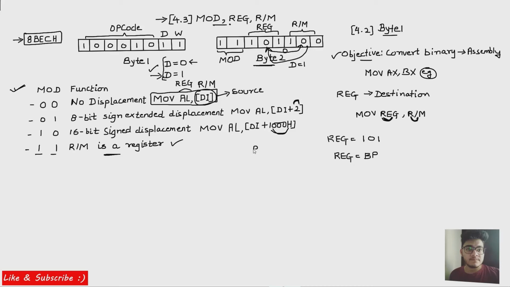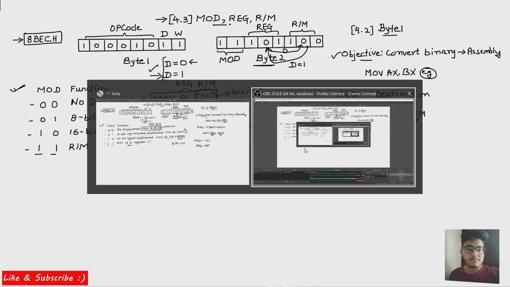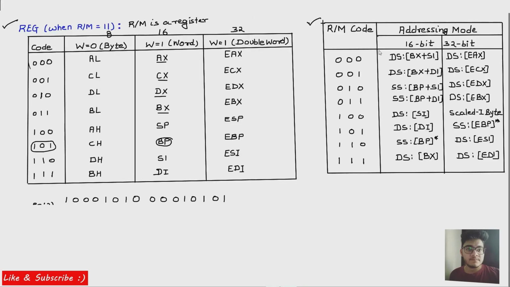Now the next one is the RM field. You can see RM is equal to 100, right? So let's tally these tables here. It is equal to 100, so we are here. In this case, since it is a 16-bit instruction, if it were a 32-bit instruction, then we would use the scaled index byte, which we will discuss in the further coming examples. In the further tutorials, I will introduce some examples that will take care of these. Now we have DS SI as the RM field, right?